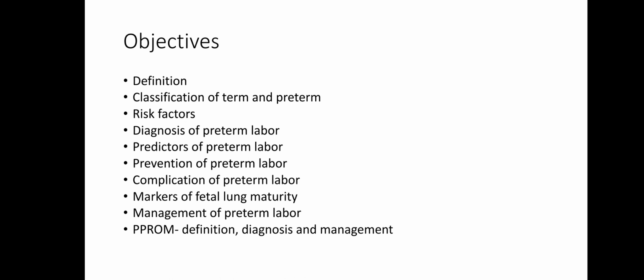So, these are the objectives. We'll talk about the definition of labor and classification of what makes it term, what makes it preterm, and the subclassifications of term and preterm. Some of the risk factors of preterm delivery, diagnosis, predictors of preterm labor, how we prevent preterm labor, complications, markers of fetal lung maturity, because one of the main problems of preterm labor is that the baby's lungs are not yet mature, so breathing becomes a problem. So there are certain markers of lung maturity that help you determine whether the baby is ready to be delivered or not. Management of preterm labor, and then preterm premature rupture of membranes, what it means, how you diagnose, and how you manage.